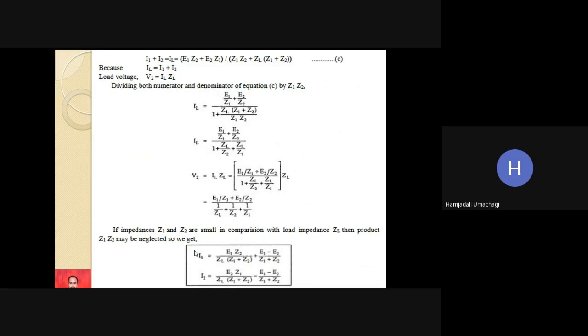Then in that case, our expressions for I1 and I2 will change. In I1, you can see that there is a Z1 Z2 term, which you can neglect. Similarly, in the I2 value, there is a Z1 Z2 term, and here also you can neglect this product. The rest of the things you can write as they are. So our new modified formula for I2 is E2 Z1 minus E1 minus E2 ZL, whole divided by Z1 Z2, which you can neglect. Similarly, for the I1 expression, you can neglect Z1 Z2 because the product of Z1 and Z2 is very small in comparison with the load impedance ZL.